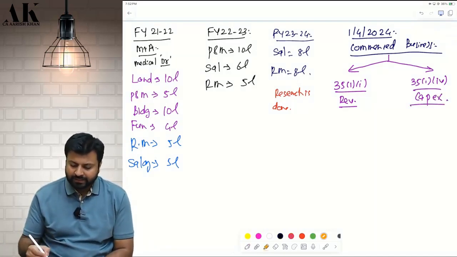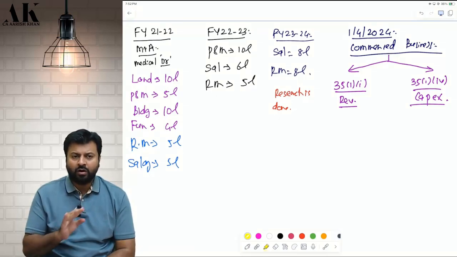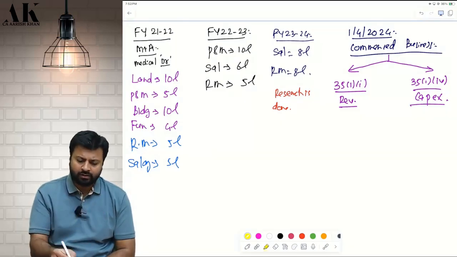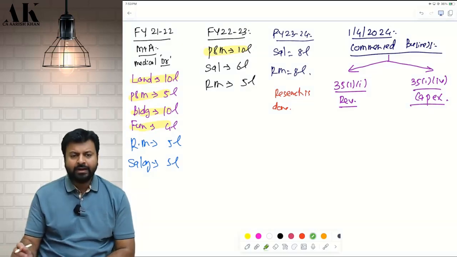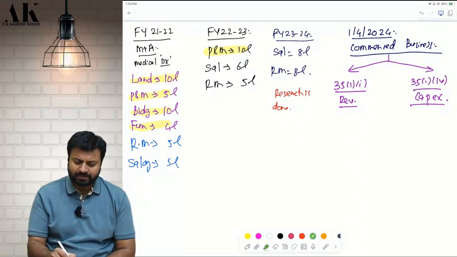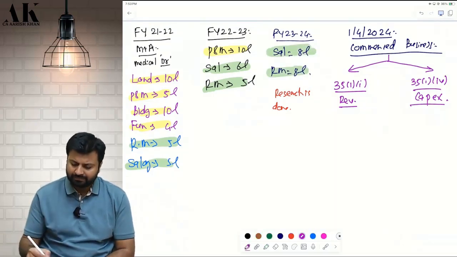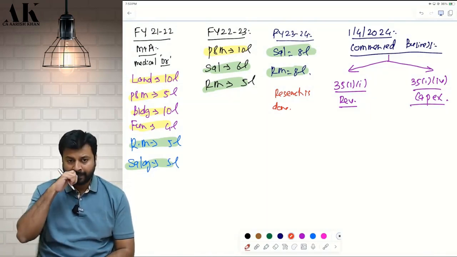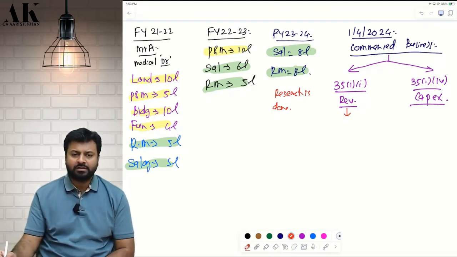So first of all, we will segregate all the expenditure into two categories, capital and revenue. First of all, I am highlighting all the capital expenditure in yellow color. This is capital, this is capital, this is capital. Is it clear? And I am highlighting all the green color with, for what? For my revenue expense. This is my revenue, this is my revenue. Is everyone clear with this? Please tell me.